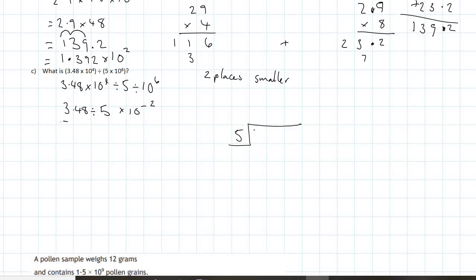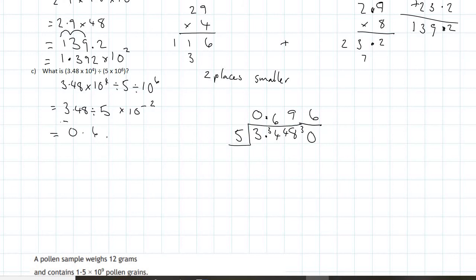So I'm asking myself, what's 3.48 divided by 5? Well, 5 into 3 doesn't go. 5 into 34 goes 6 times with 4 left over. 5 into 48 goes 9 times with 3 left over. Remember just adding on zeros here at the end. And 5 into 30 goes 6 times. So I've got 0.696.